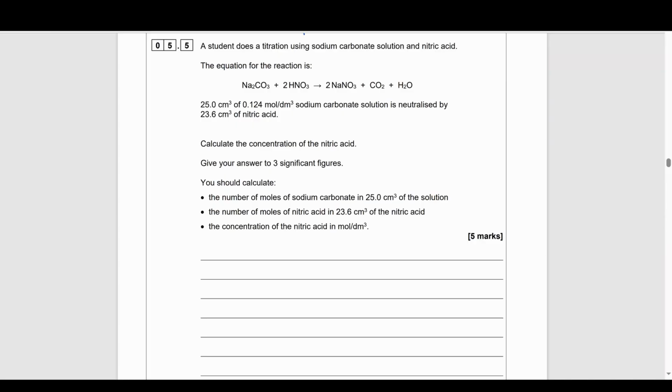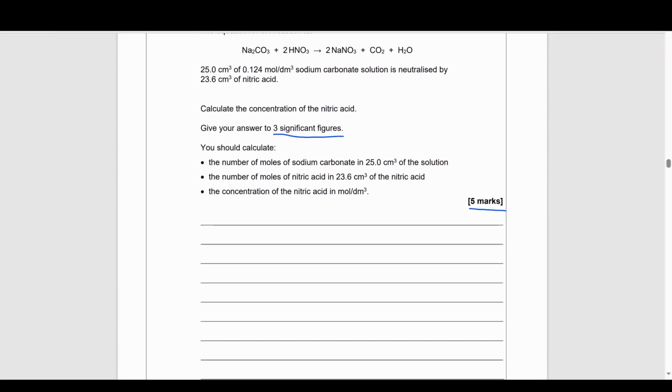5.5. A student does a titration using sodium carbonate solution and nitric acid. The equation for the reaction is shown. 25 centimeter cubed of a 0.124 moles per decimeter cubed sodium carbonate solution is neutralized by 23.6 centimeter cubed of nitric acid. Calculate the concentration of the nitric acid. Give your answer to 3 significant figures. You should calculate the number of moles of sodium carbonate in 25 centimeter cubed of solution, the number of moles of nitric acid in 23.6 centimeter cubed of nitric acid, the concentration of the nitric acid in moles per decimeter cubed. 5 marks.